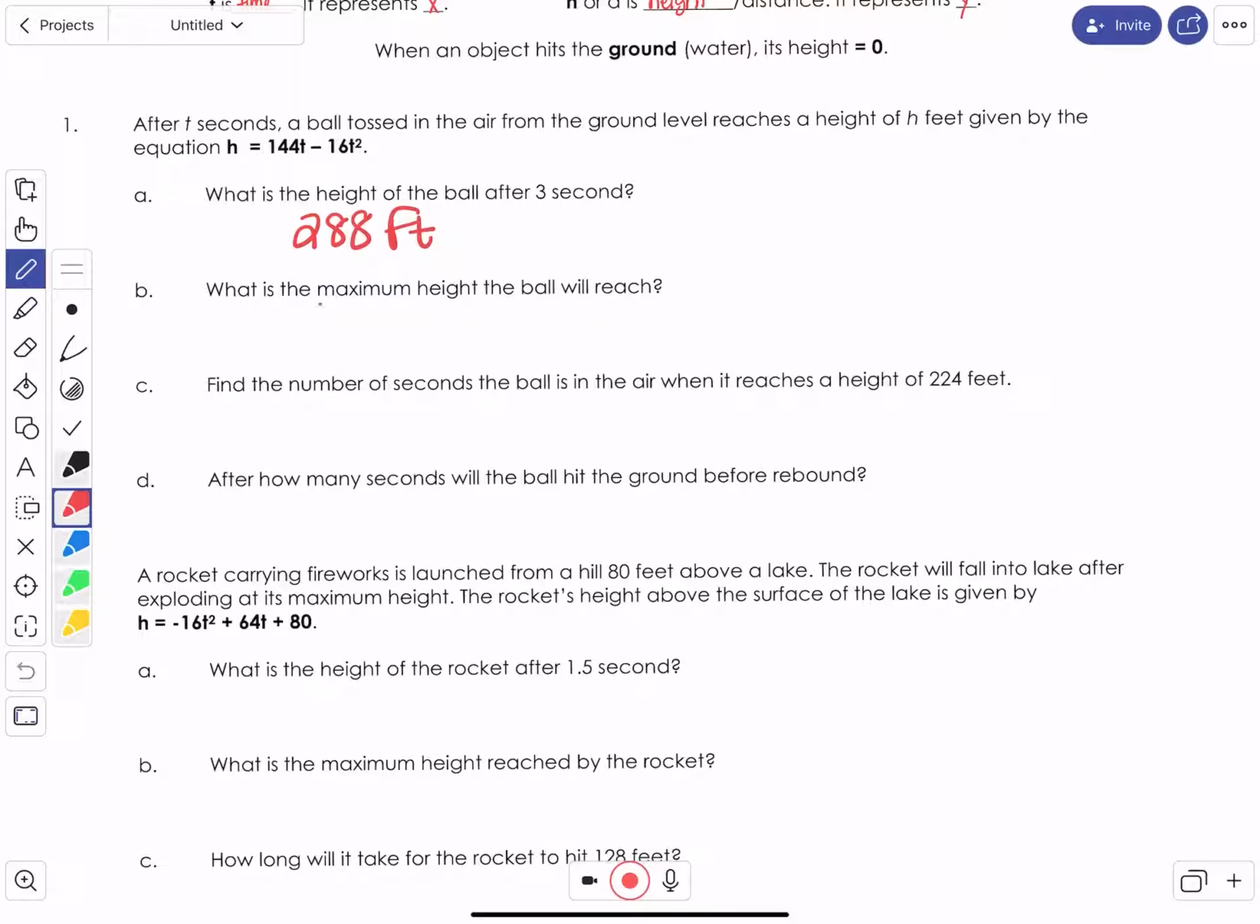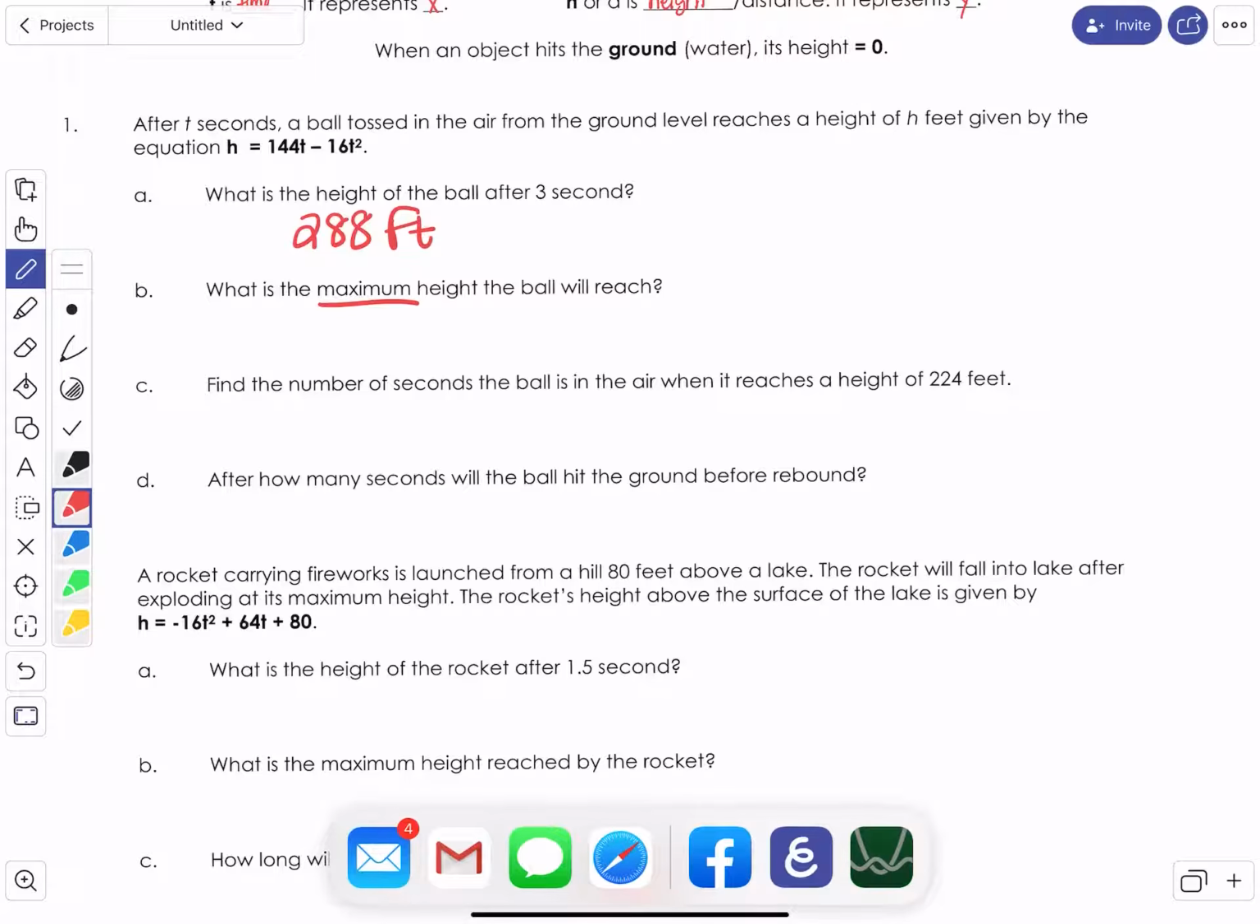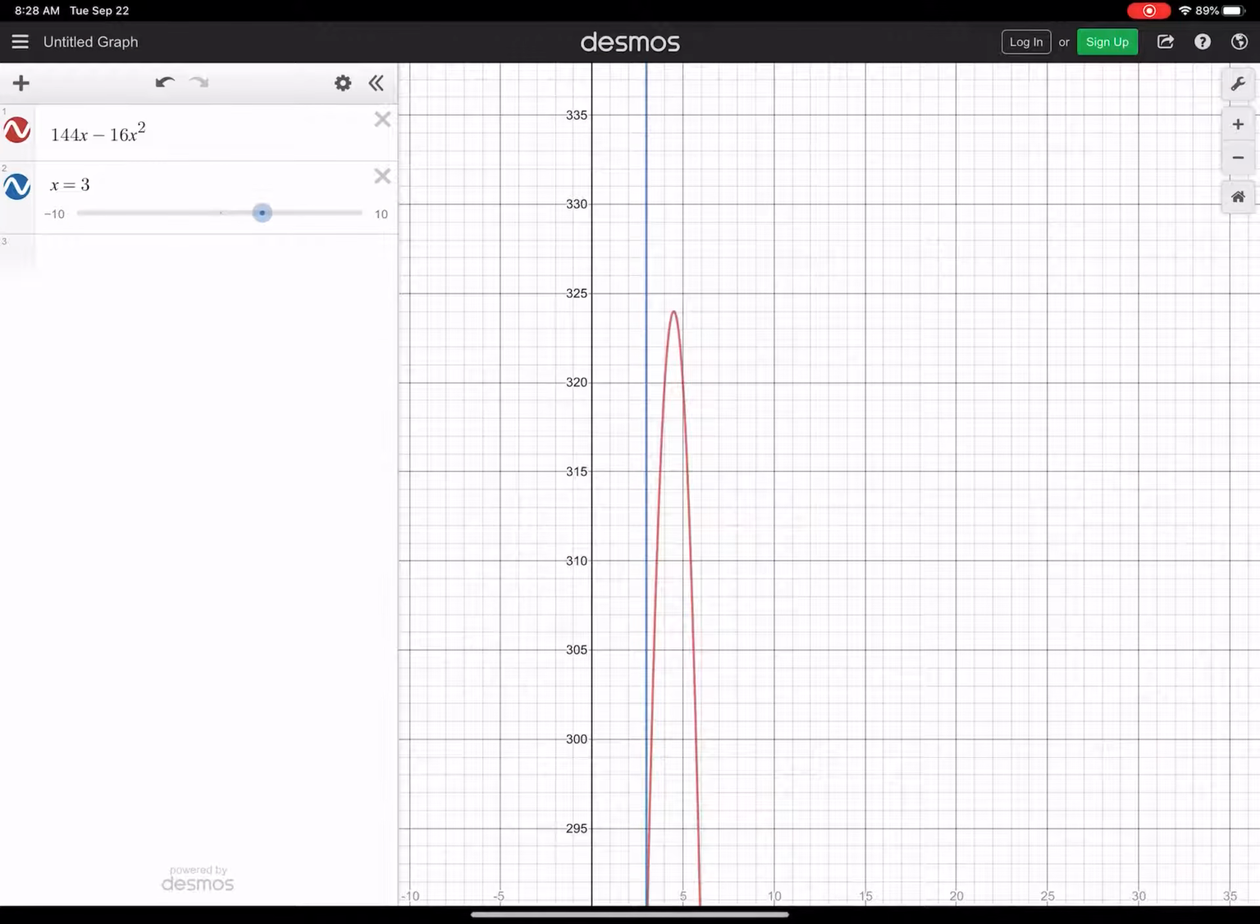Okay, what is the maximum height the ball will reach? Well, that's the top of your parabola, okay? So if I go here to the top of my parabola, the maximum height, that is your y value. The height, that is how high, that's a y. How high is a y, okay? It kind of rhymes, so hopefully that'll help you remember that those two things go together. High is y, so 324 feet.